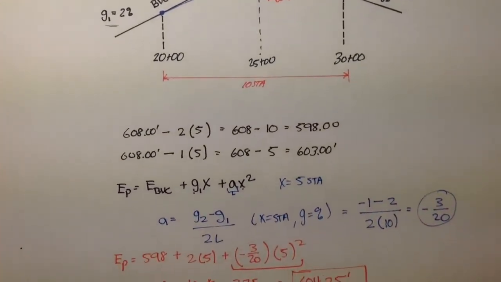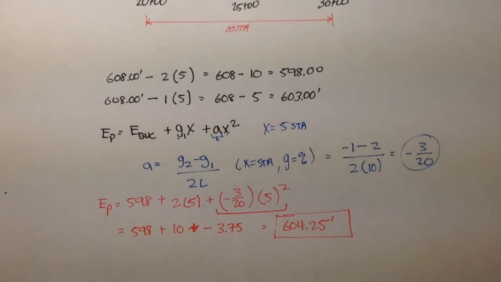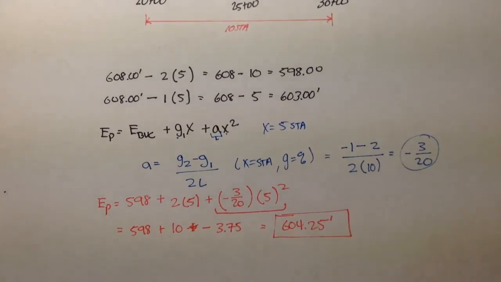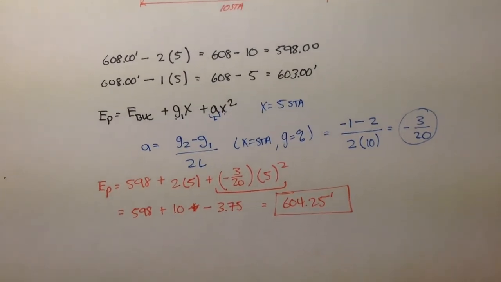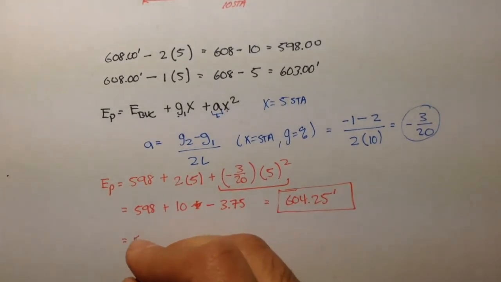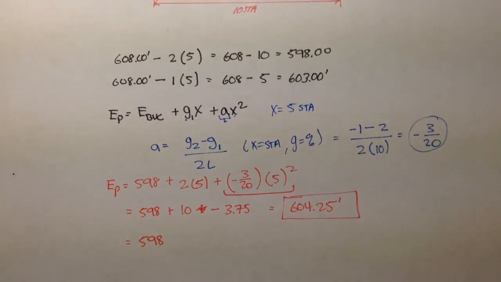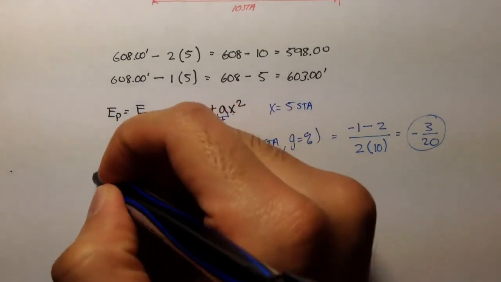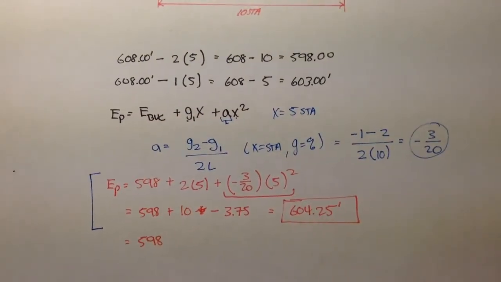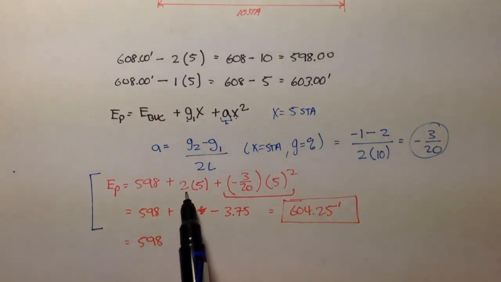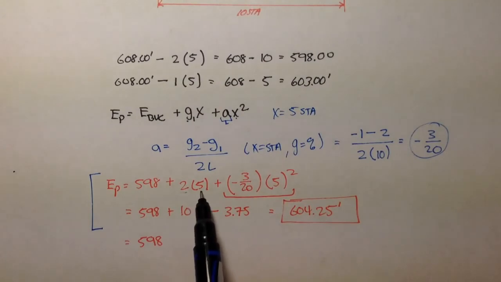Alright, so there's also another way to do this. If your X was in feet, your grade would be in decimal, right? I'm just showing you that you have to stay consistent with the distance and with the grade. So in this equation, we made sure our grade was in the percent form it's in, and then X is the distance, and we kept it in stations.